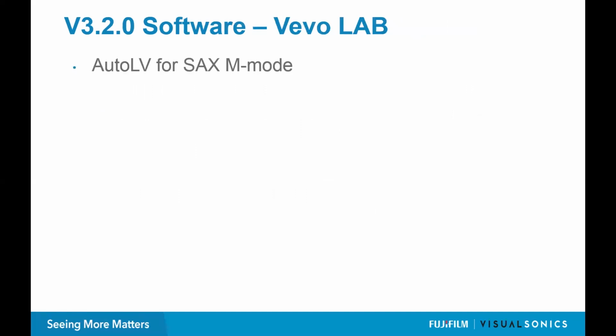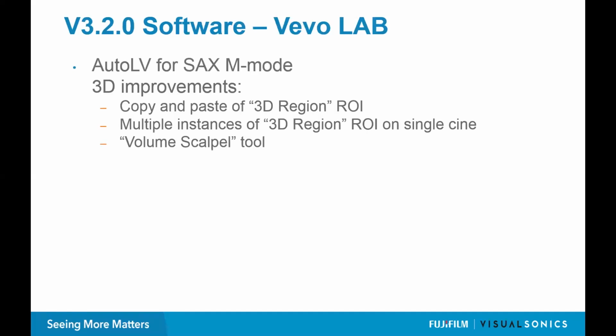Great. So moving over to the Vevo LAB Workstation side of things, one of the big changes and additions that's there now for standard ultrasound data is AutoLV for short axis Mmode. Now we've had an AutoLV option for some time that worked on Bmode long axis images. That's now been extended to the Mmode short axis images. And this is an artificial intelligence based tool for measurements that I'll talk about in a little bit, and I'll also demonstrate when we switch over to Vevo LAB.